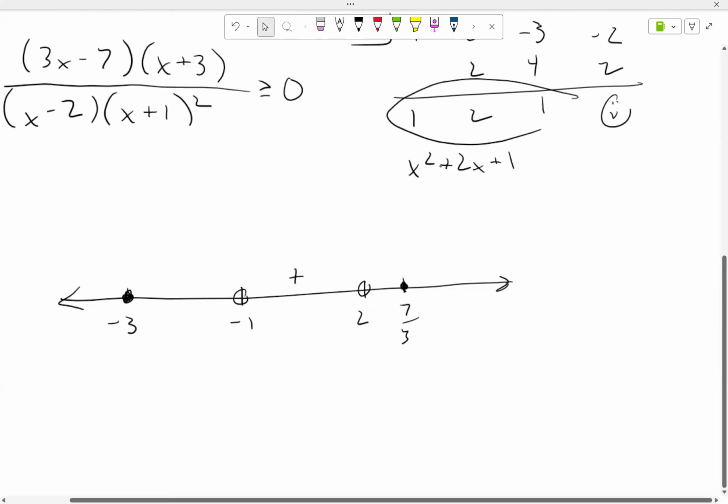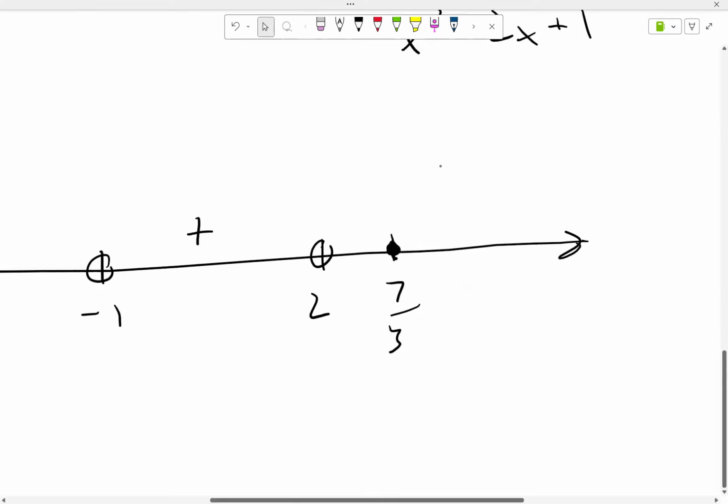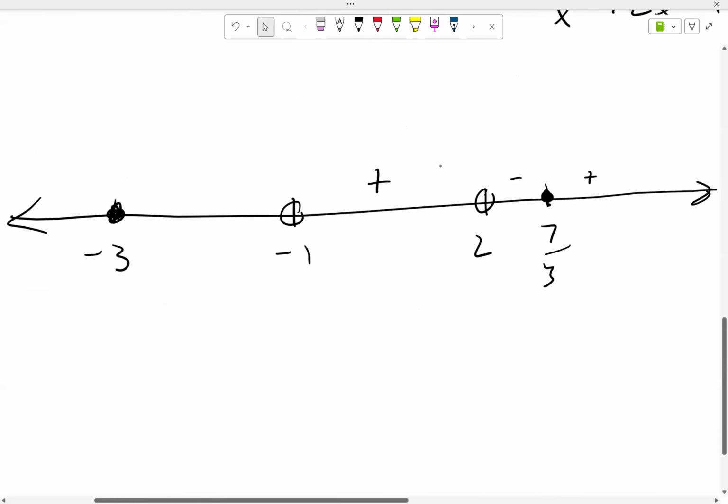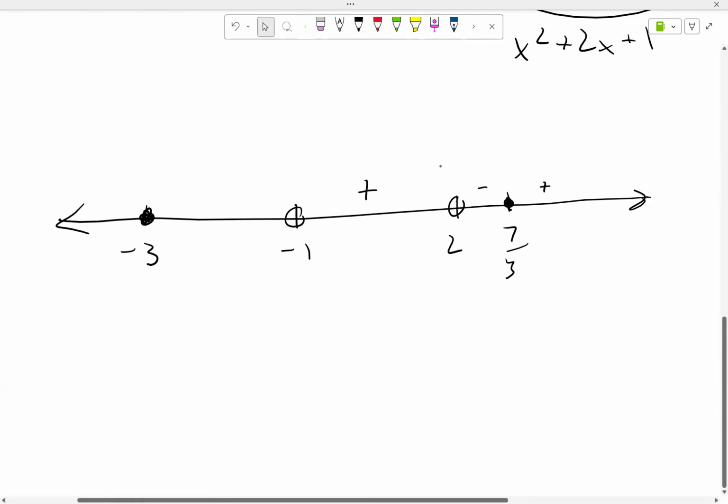And if I'm going to the right, in this little space between the 2 and the 7/3, I know it's going to be negative. Multiplicity of 1, and then on the other side of that 7/3, it's going to be positive. Going the other direction between -3 and -1, it's positive because of multiplicity of 2.